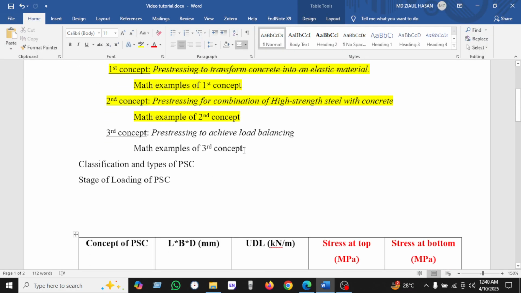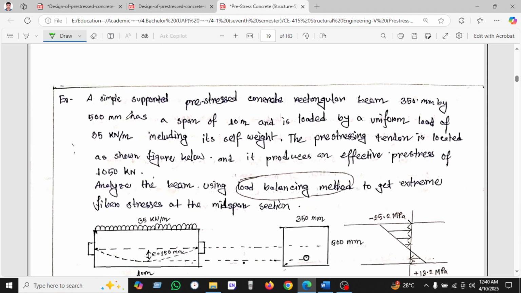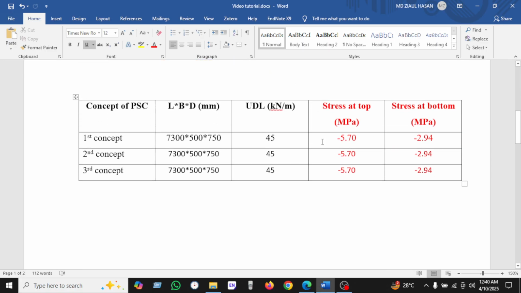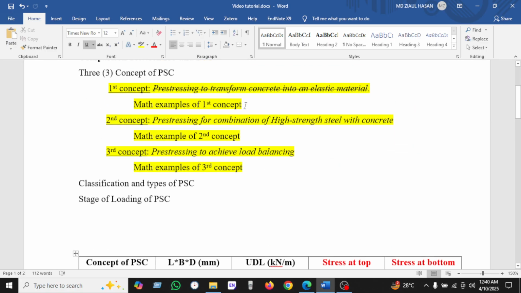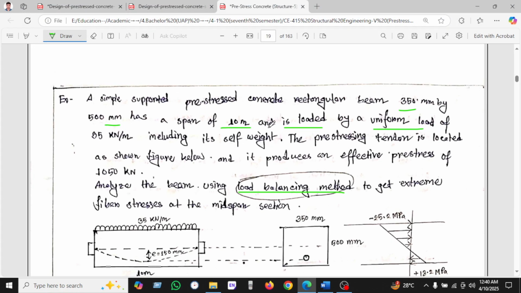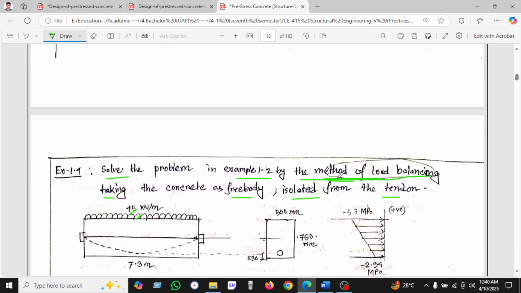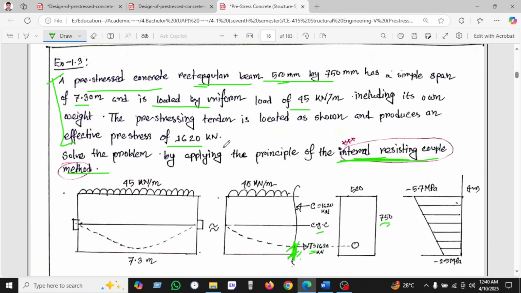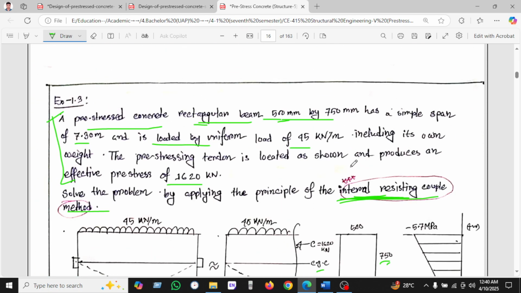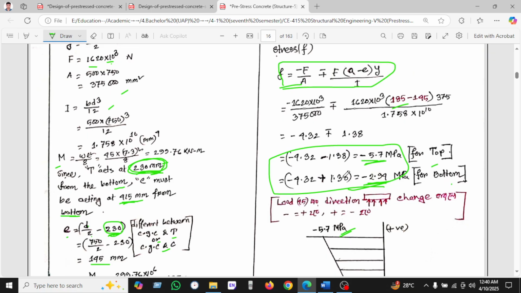Okay, so we can see here another example for the load balancing method. A simply supported prestressed concrete rectangular beam, 350 mm by 500 mm, has a span of 10 meters and is loaded by a uniform load. By the way, we have found these three concepts. These are the third concept, and these are the second concept, the internal resisting moment method. The result will be the same.